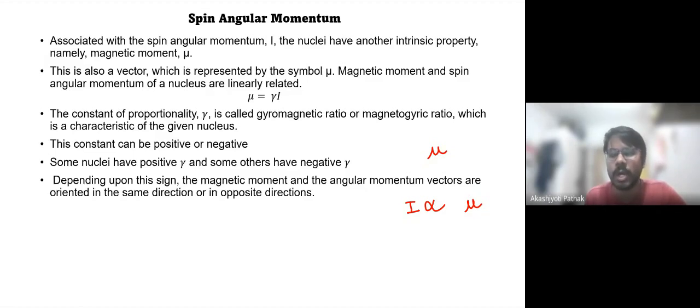Now, when you remove this proportionality, you get a constant called gamma. So I is equal to gamma mu. This constant gamma is called the gyromagnetic ratio. The gyromagnetic ratio is the ratio of the spin angular momentum and the magnetic moment.